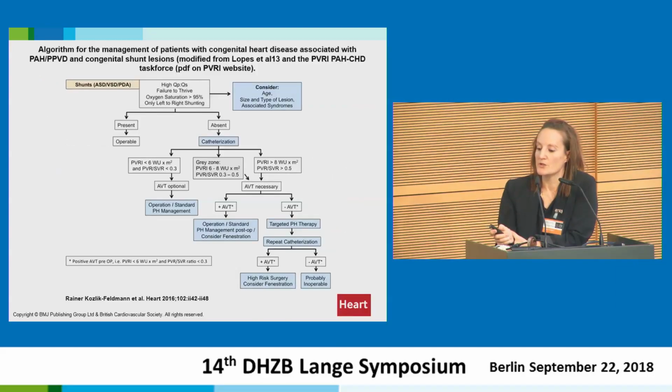And much more interesting probably is not the question of how to diagnose it, but what to do with those patients with pulmonary arterial hypertension and shunts, whether they're still operable or not, and what the diagnostic steps are for that. But I'm not going to go into detail with that, but it's probably going to be the topic of the next 2 days.